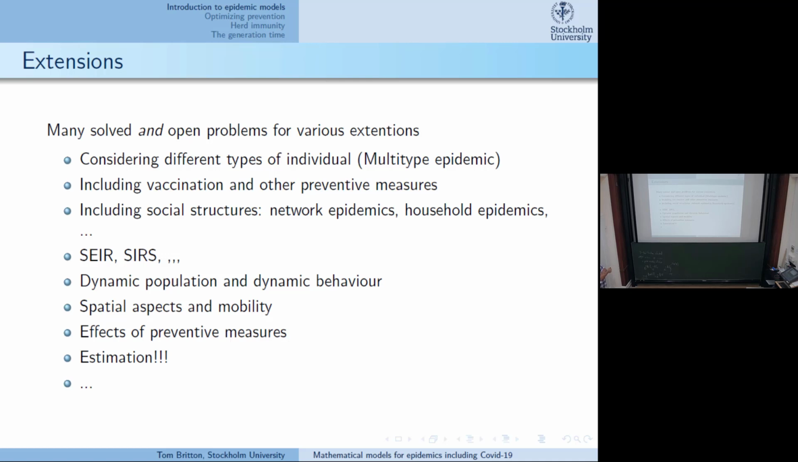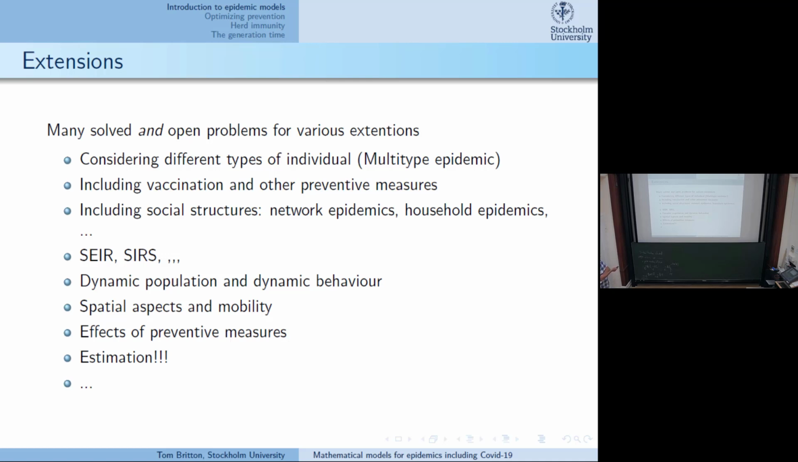Other preventive measures like closing down societies: if I had submitted a paper 5 years ago about the effect of closing down the society, they would have said, go to Hollywood and write a science fiction film about that, that's not for science. But now a lot of new research is going on about how to model it, and in particular how to estimate these different effects. Social structures is of course very important.